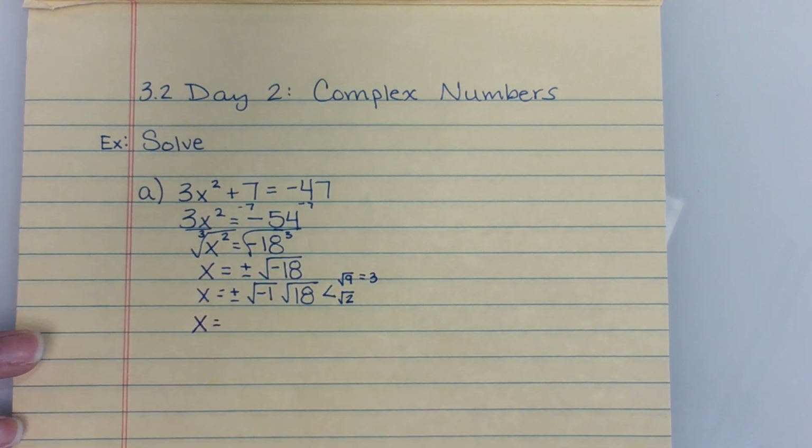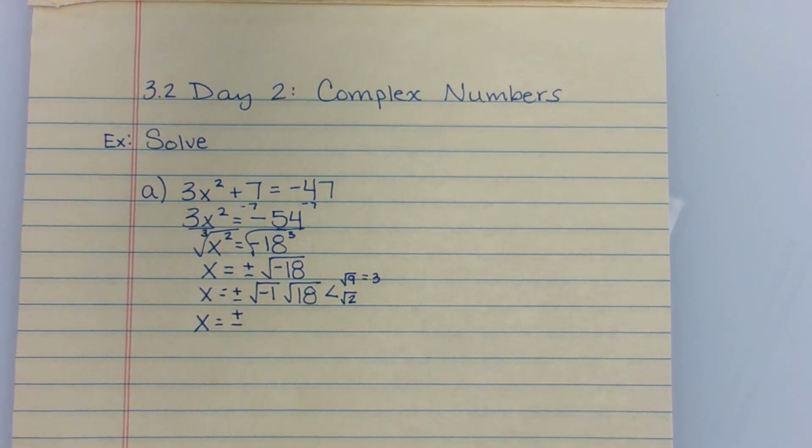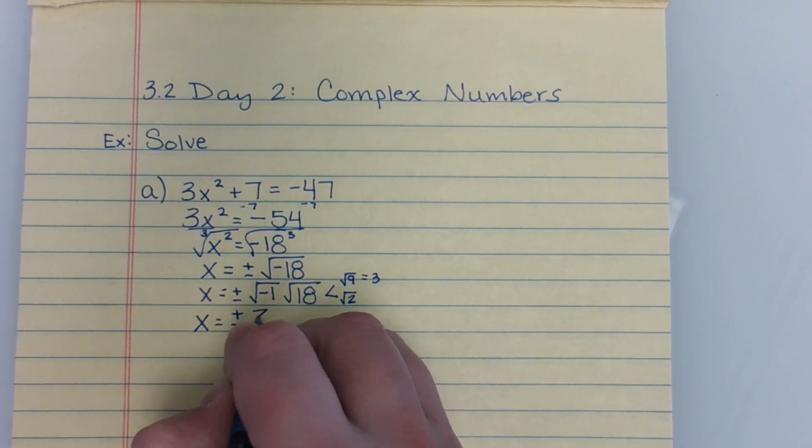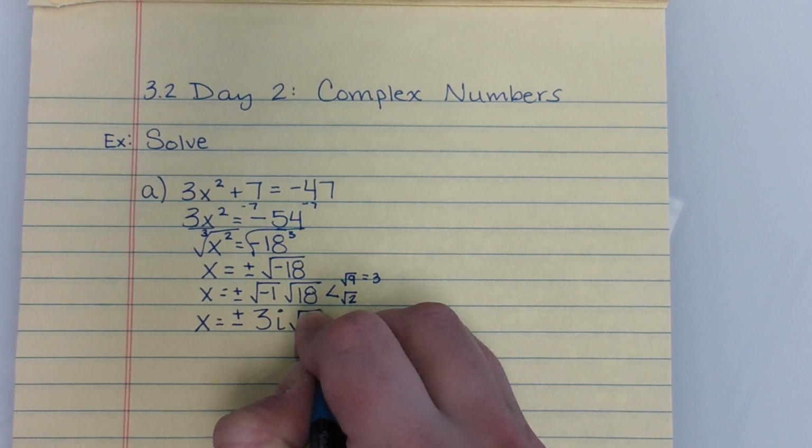So, x equals, what goes first? Positive negative goes first. What goes next? 3, then the i, then the square root of 2.